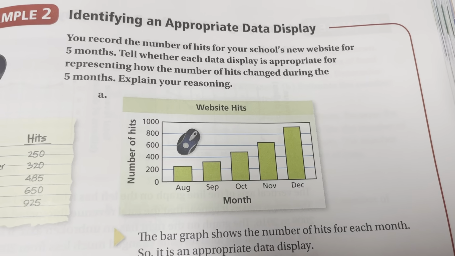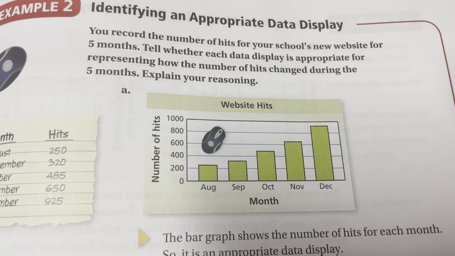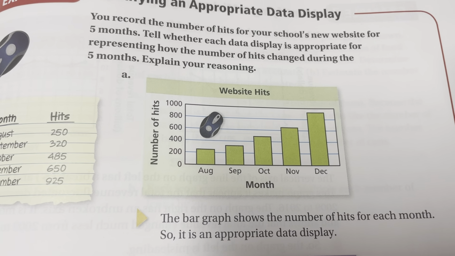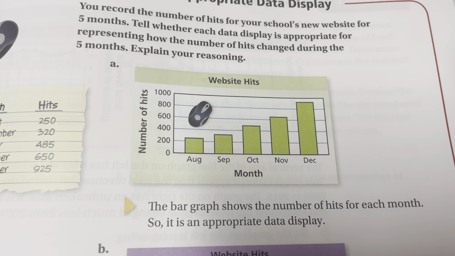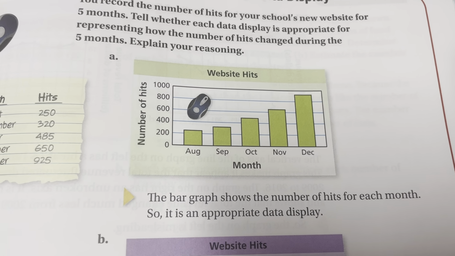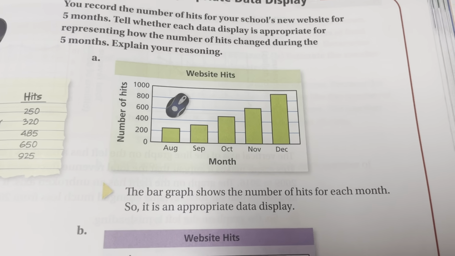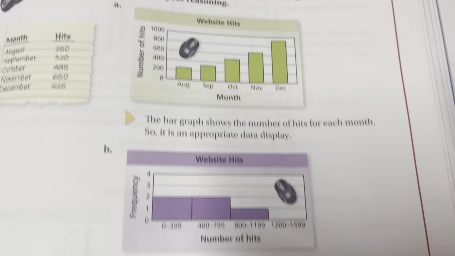Okay, so here we have a bar graph showing how many hits were on the website for each month. And we can see on the bar graph that it clearly tells us how many hits the website got each month. So, like it says here, it would be an appropriate data display.